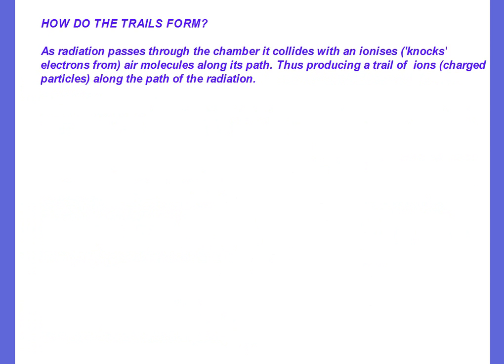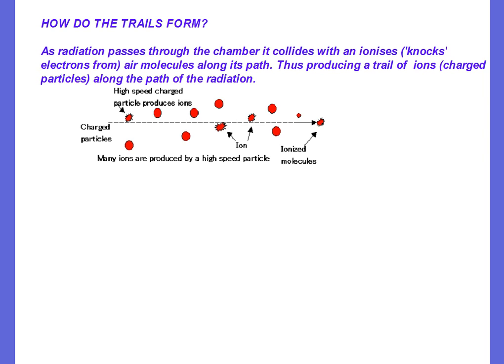Well, as the radiation from the radiation source passes through the chamber, it ionizes air molecules, and for those who don't do chemistry, ionizes just means to remove electrons from. It ionizes air molecules along the path, and this produces a trail of ions, or charged particles, along the path of the radiation. There's a little diagram here which I think is in your notes. What we've got here are the air particles floating around inside the chamber. You've got the radiation travelling through the chamber, going this way, and every time it bumps into a particle, it produces an ion. So it's producing a trail of ions along the path of the radiation.